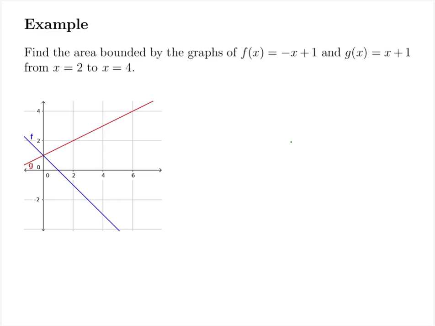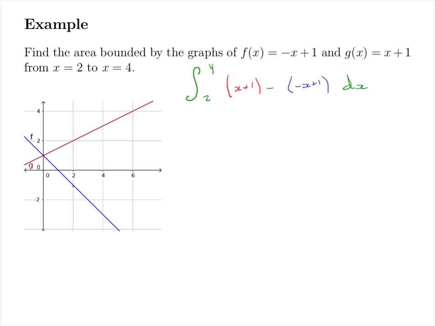So here we want to find the area bounded by these two graphs. F is in blue, G is in red again. Now you'll notice our red one is on the top though. So the integral when we set it up is actually going to go from 2 to 4. In this case, G is going to be on the top because it's red. So we've got x plus 1 minus our blue f function, -x plus 1 dx.